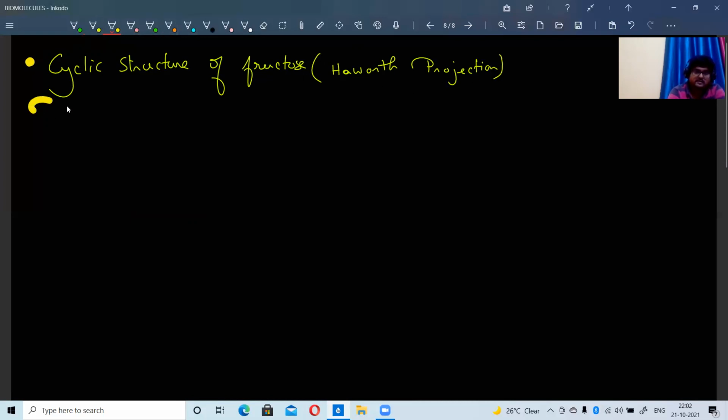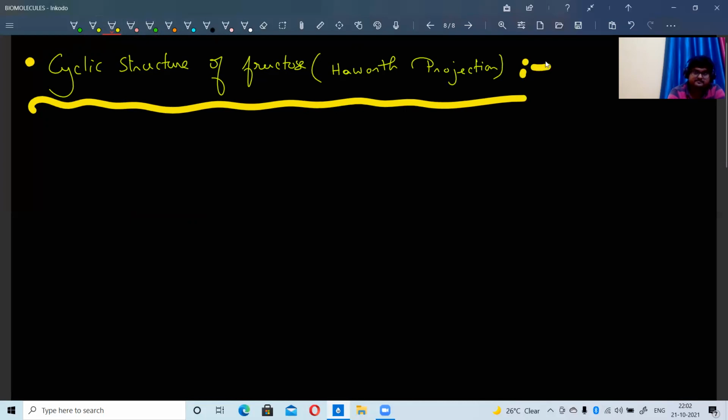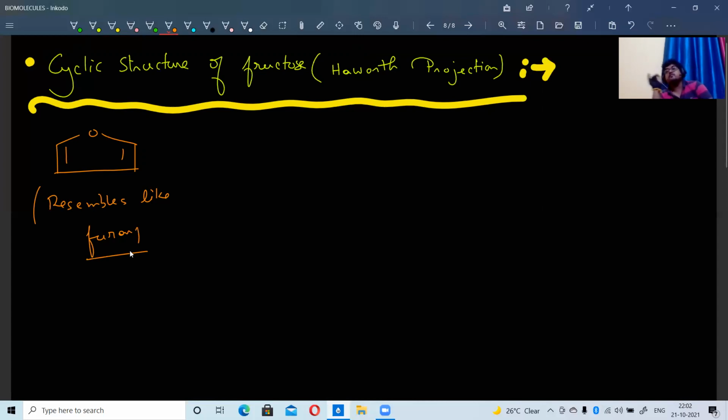Now, if you draw the Haworth projection, what will you have to select? Suppose this one is an O, which resembles furan. So this one resembles furan, and this form is called the furanose form. Again, similar theory for Fischer projection and Haworth projection.